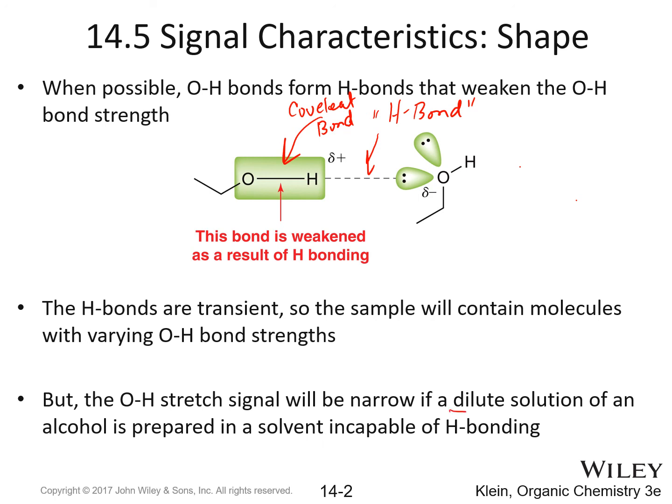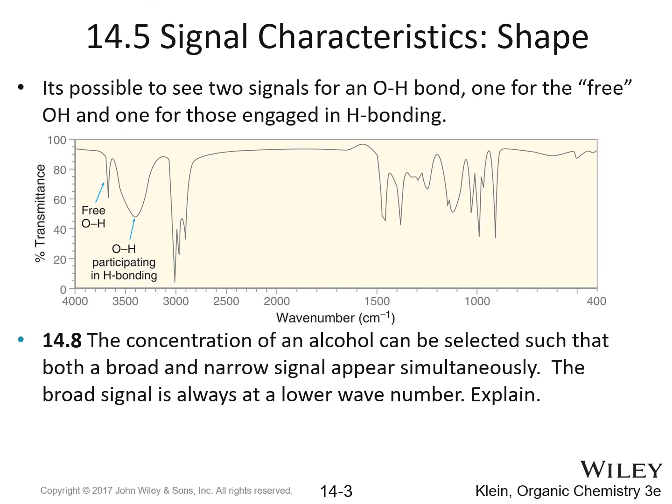So if you have a dilute solution, we generally see a narrow peak, but we're basically going to be looking for the presence of a very broad peak indicating the presence of an alcohol or an OH. So for example, we can see we have a very broad OH peak here between 3,000 and 3,500. This would be the free OH, and this is the peak that's due to the hydrogen bonding. This is the one we want to focus on, that very broad peak. That indicates the presence of an alcohol.